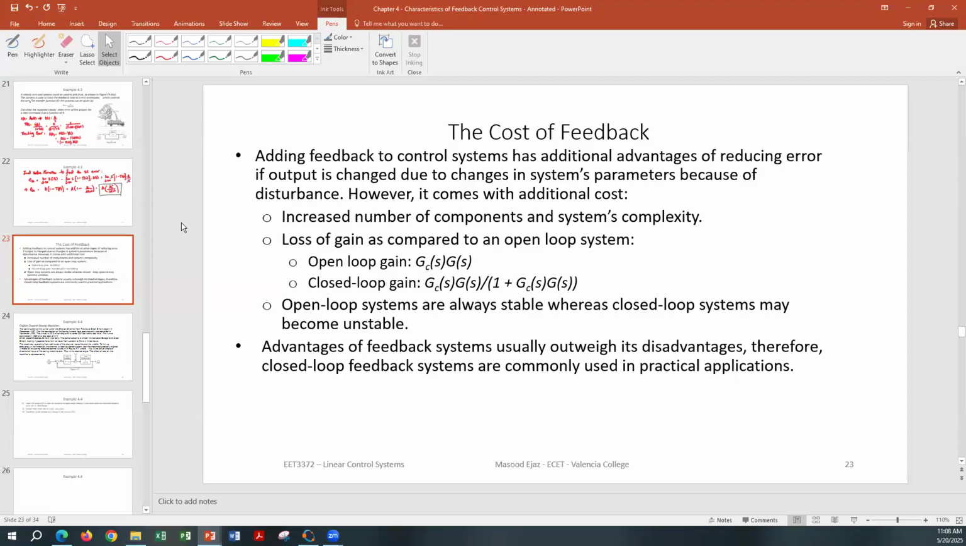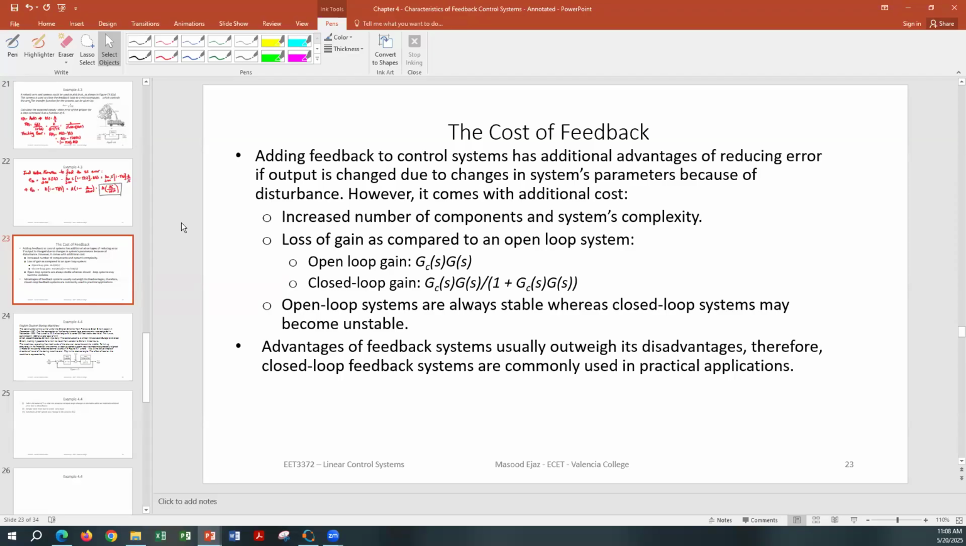So when you add a feedback to a control system, of course, you have a lot of advantages as we discussed. Reducing error if the output is changed due to change in the system parameter because of disturbance. However, we have to have some cost in order to have those extra advantages. Of course, you have an increased number of components. Your system is more complex. Loss of gain as compared to an open loop system. Open loop gain is going to be Gc(s) G(s).